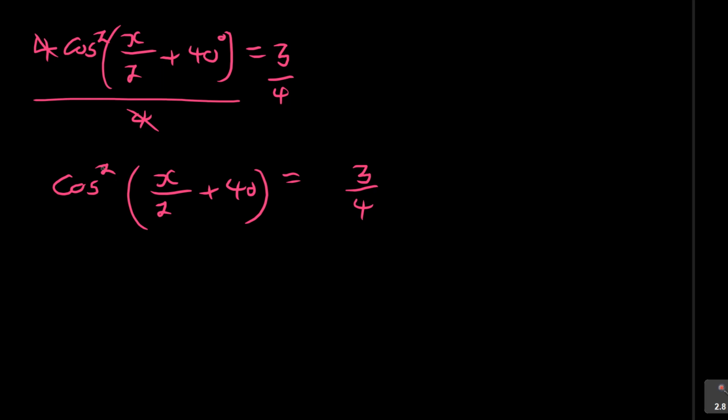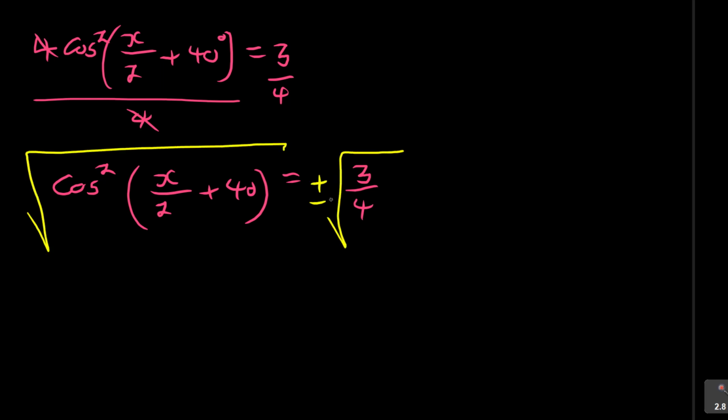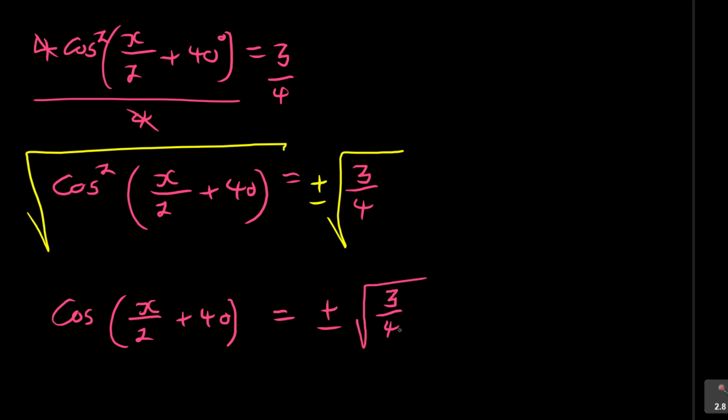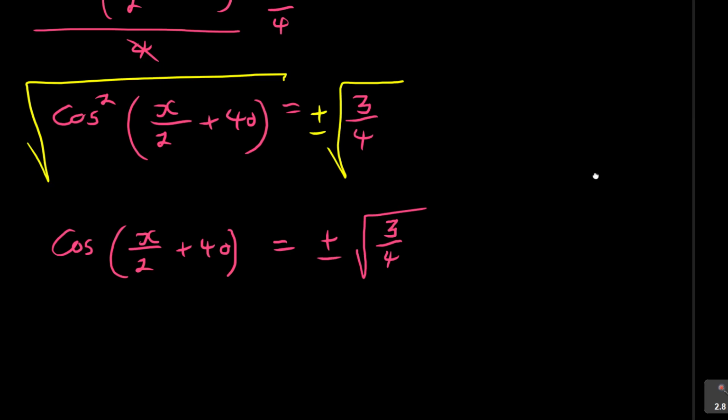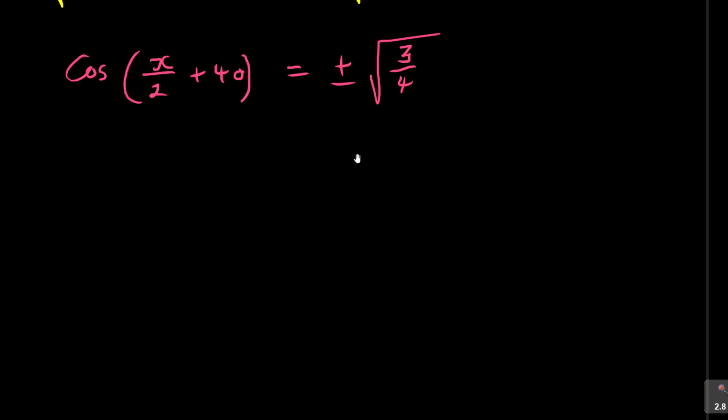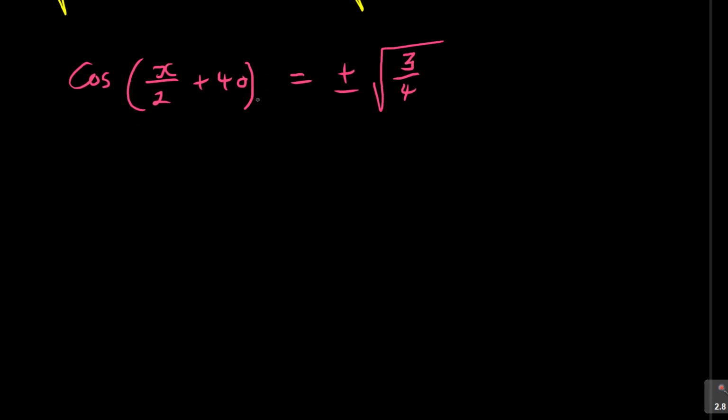Then the next thing is to get rid of that square. Now how do you get rid of the square? You square root both sides. But don't forget, when you square root you must say plus or minus. So you have now cos (x over 2 plus 40) is equal to plus or minus the square root of 3 over 4. That's where the trick was, to remember that. At this stage, you are going to find the general solution. Be careful now.